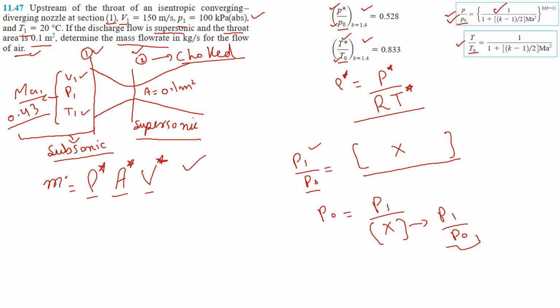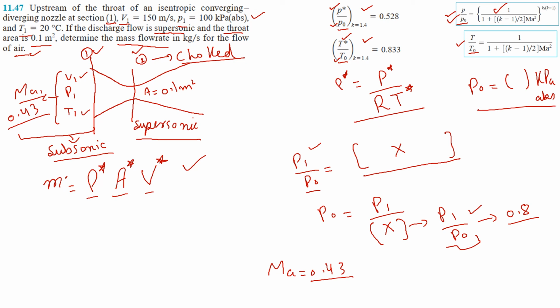And for the Mach number 0.43, we will read the value of P1 over P0, and if we use the graph, the P1 over P0 value will come out to be approximately 0.8. So this will be our value of P1 over P0, and we will solve this equation for P0. We will get our value of P0 in terms of kilopascals, and that will also be the absolute pressure. So we will get our value of P0 like this.